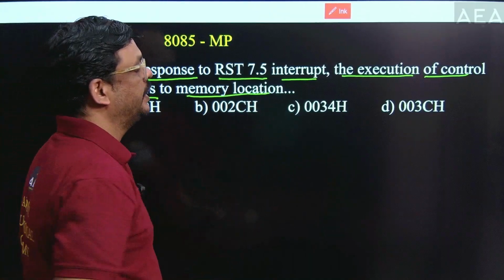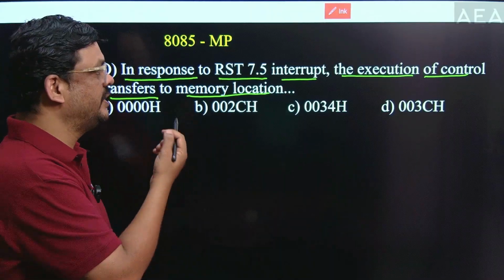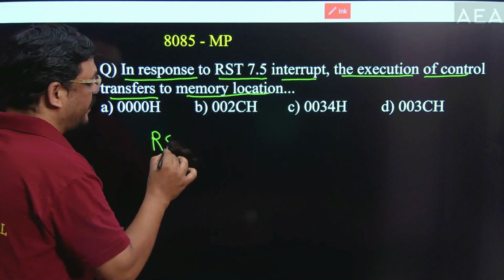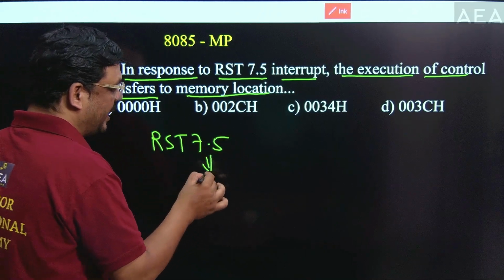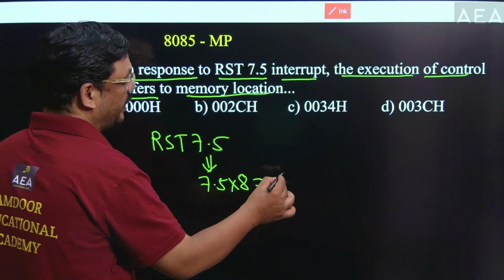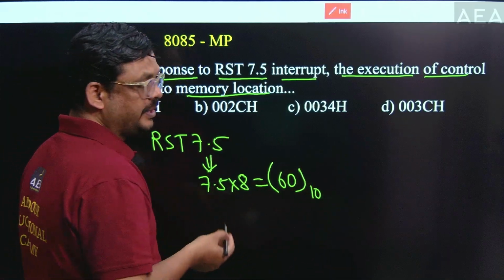The next question: in response to the RST 7.5 interrupt, the execution of the control transfers to which memory location. We just have to identify the interrupt memory location of the RST 7.5 interrupt. Just now I explained one standard procedure. Whatever the number is, this number is multiplied by 8. So 7.5 is multiplied by 8. Now it gives 60. This number is a decimal number, that is 60.